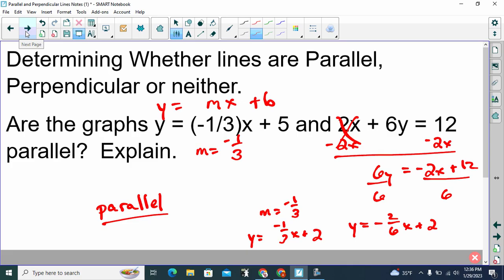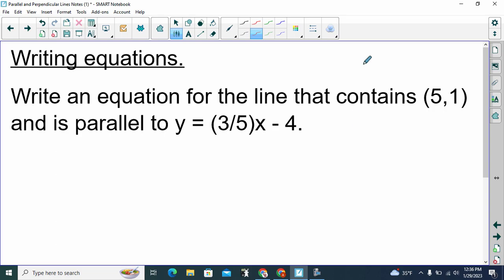The last couple examples are a little bit different. Instead of asking us, are the lines parallel or perpendicular or neither one? Now we're asked to write an equation that is parallel or perpendicular to the given line. So this one, it says, write an equation for the line that passes through the point 5, 1 and is parallel to y equals 3/5 x minus 4. We've done problems like this. It didn't say this and is parallel to, it said and has a slope of whatever. If I know a slope and a point, we can write an equation of a line.